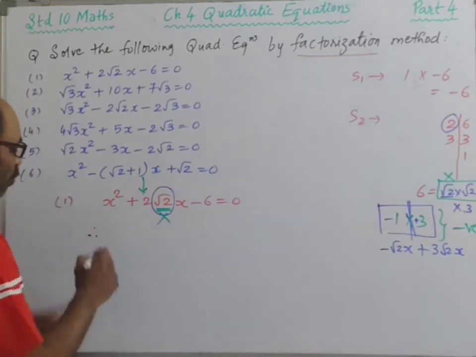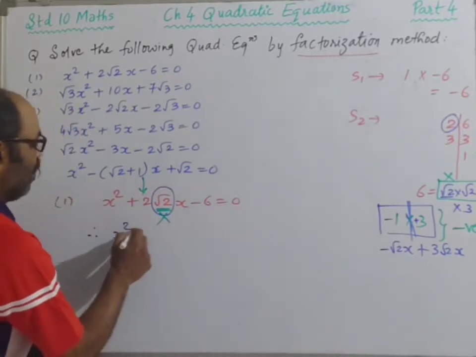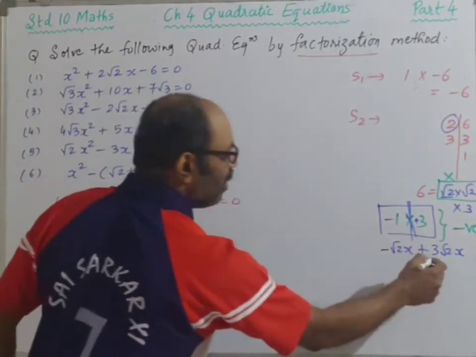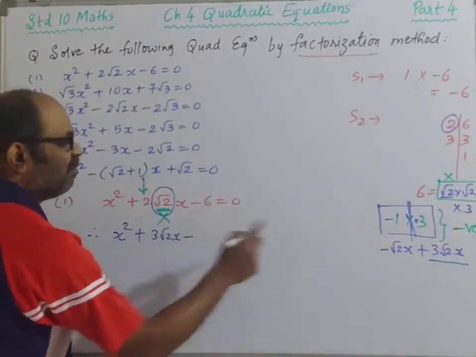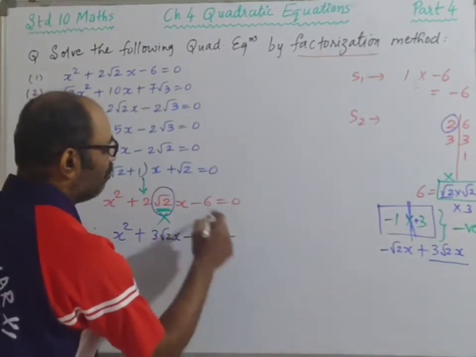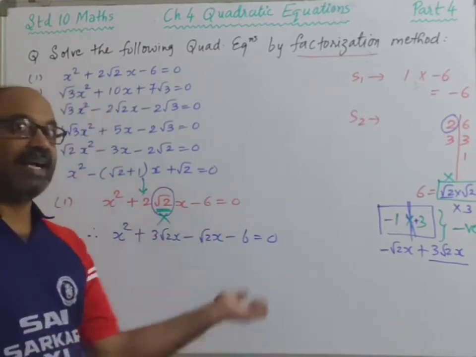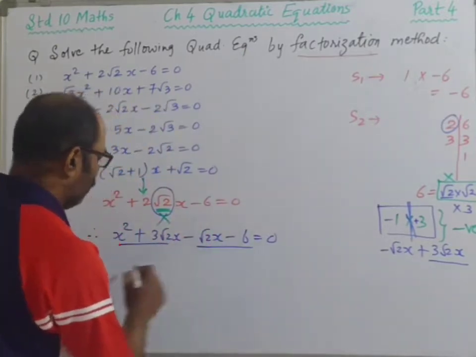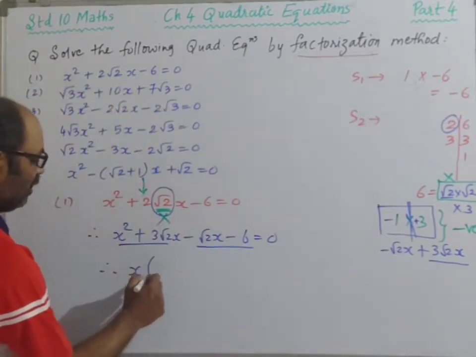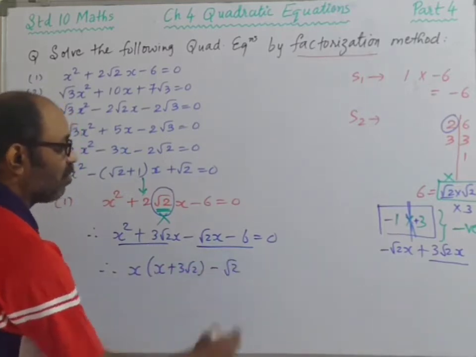So therefore, the equation is x square plus, since I have written plus, let me write that first, 3 root 2 x minus root 2 x minus 6 is equal to 0. So 3 terms are converted into 4 terms. Now you know you have to apply 2 plus 2. What is common? x. x plus 3 root 2, minus root 2 is common.